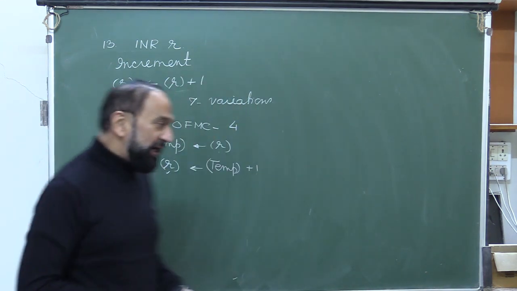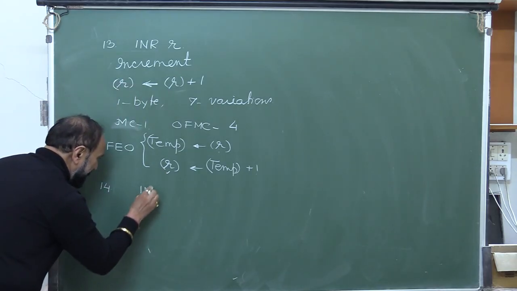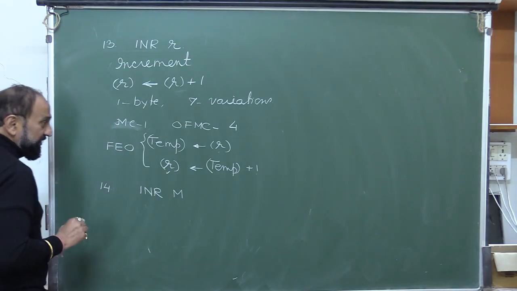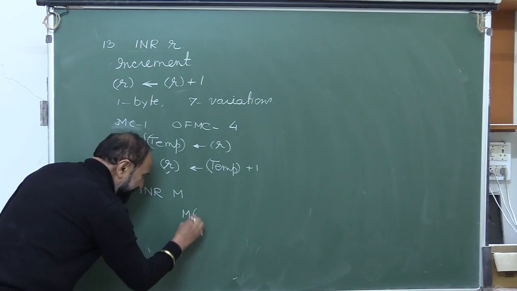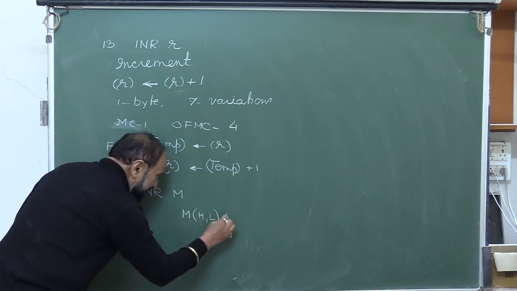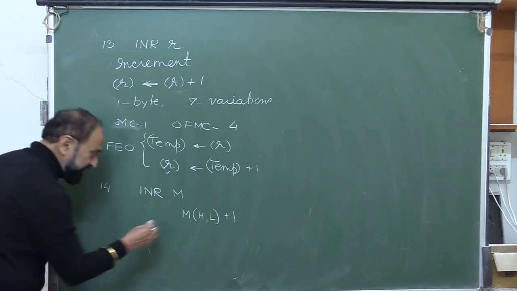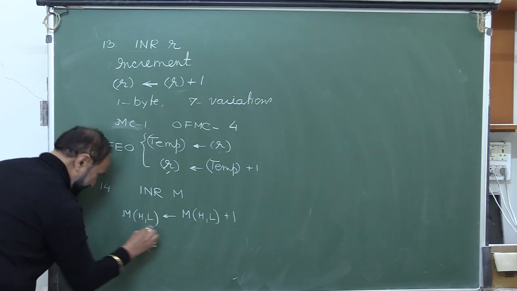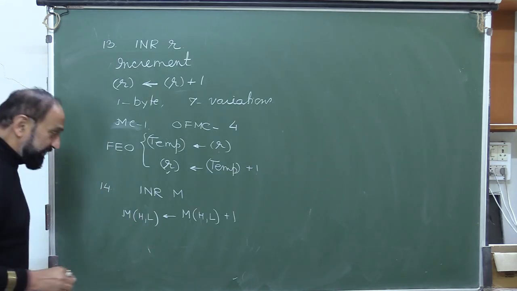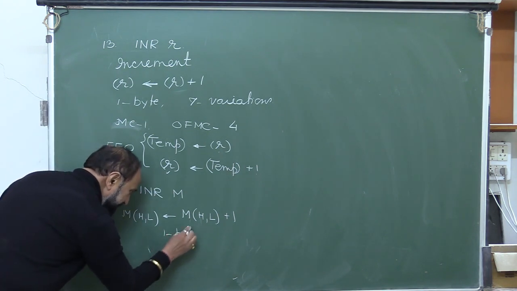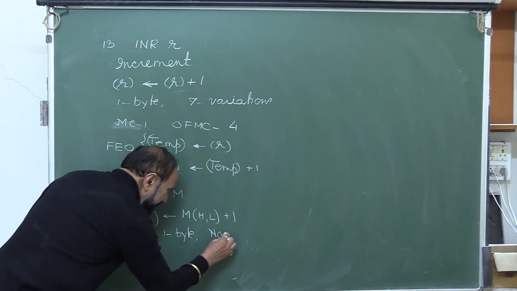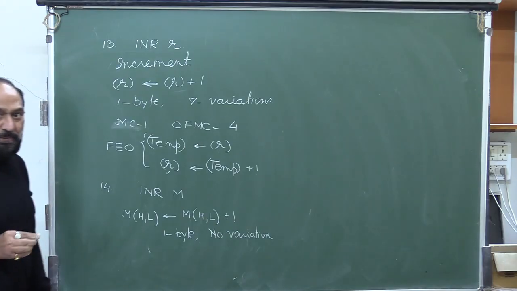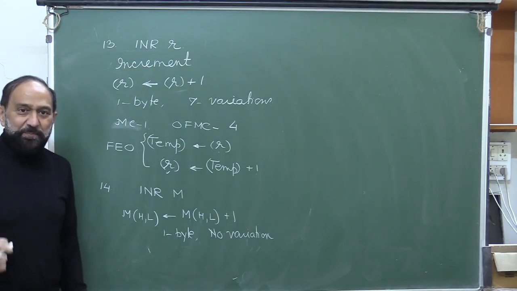Just like increment R, you have increment memory. The meaning is: increment the contents of memory pointed by the HL register pair by 1 and store the result back into the same memory. It is a single byte instruction, but there is no variation. The operand is pointed by the HL register pair.